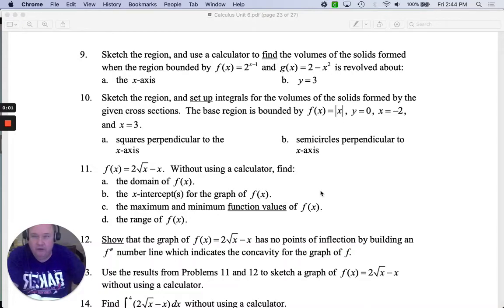This is question number 9. Sketch the region and use a calculator to find the volumes of the solids formed when the regions are bounded by 2 to the x minus 1 and 2 minus x squared. It's revolved about the x-axis, and the other option is revolving around y equals 3.